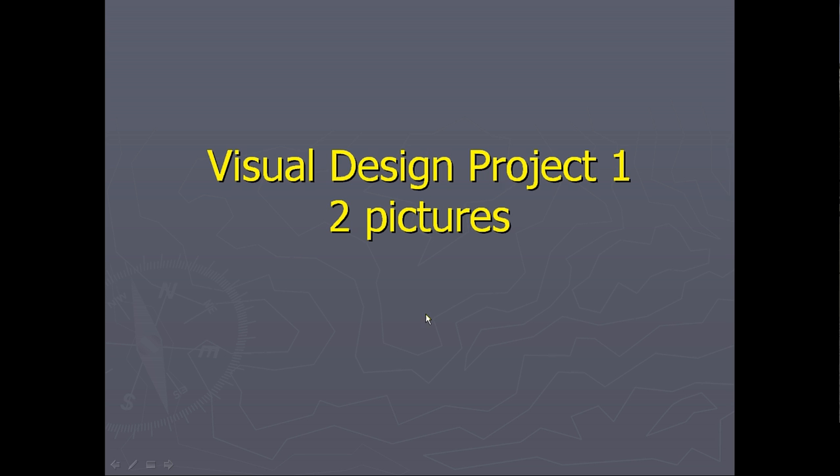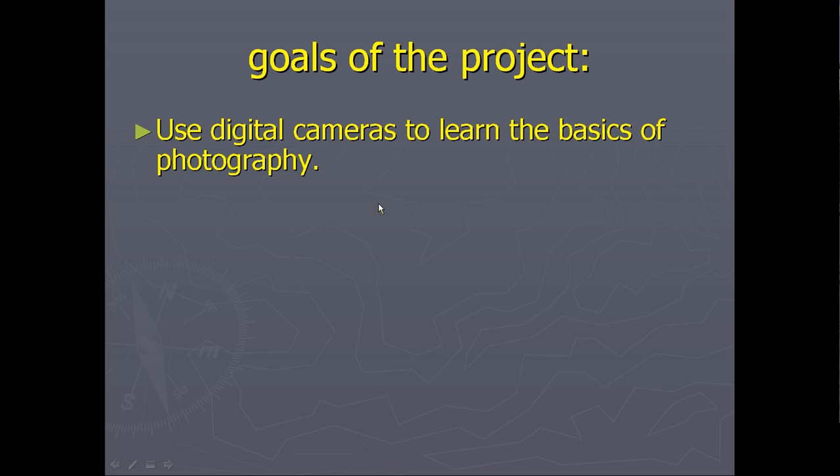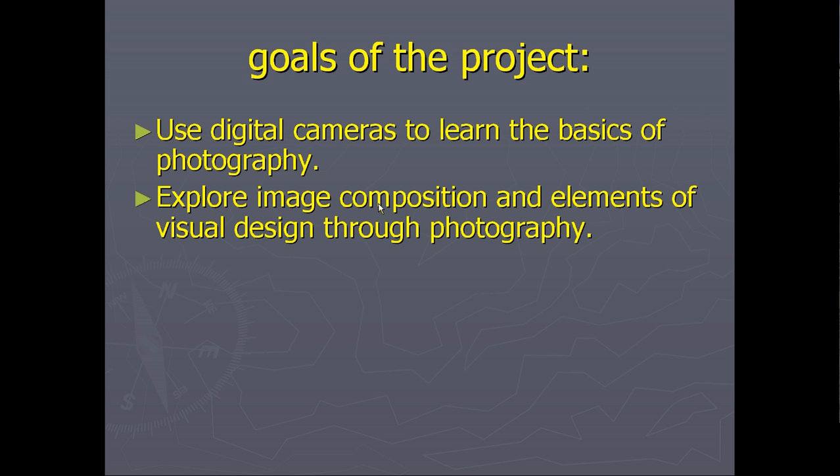Alright, Visual Design Project 1, we're going to take 2 pictures, and I'm going to teach you how to do the 2 pictures. Alright, the goals of the project. Here is why we're doing this. I want you to use a digital camera to learn the basics of photography. I want you to learn image composition, the elements of visual design through photography.